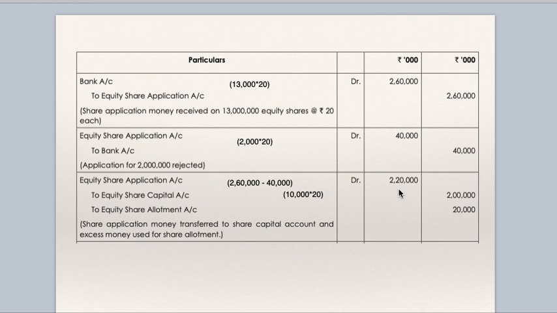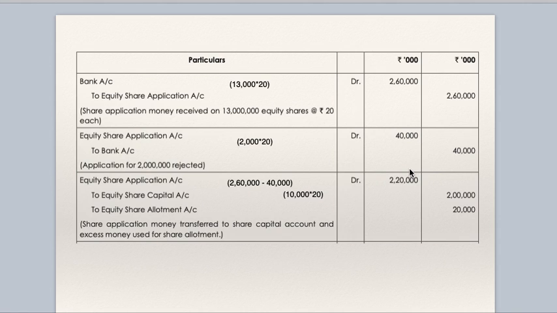Equity share application account debit 2,20,000 to equity share capital, to equity share allotment. Shares allotted are only 10,000. So 10,000 into 20 would go to capital, and the excess after refunding, 20,000, gets adjusted towards allotment. We have already seen this. They have received 2,60,000 with application. Out of that 40,000 is refunded. So the difference is 2,60,000 minus 40,000, 2,20,000.